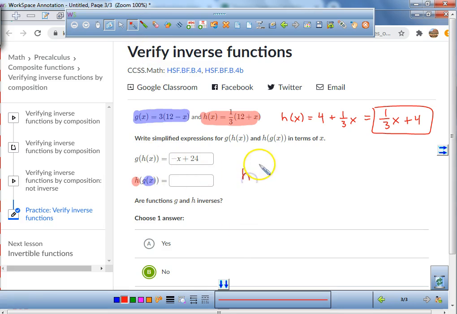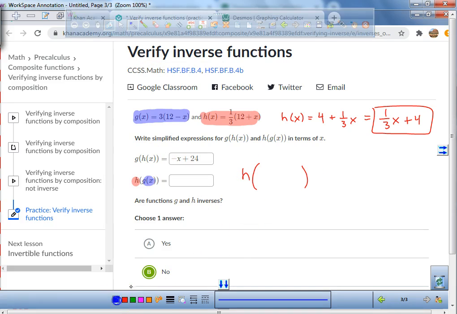We're doing h of g of x. H of g of x equals. So watch this. I'm going to put 1/3. I'm going to open up a big old parentheses. And then what am I going to put at the end? I'm going to put a plus 4.